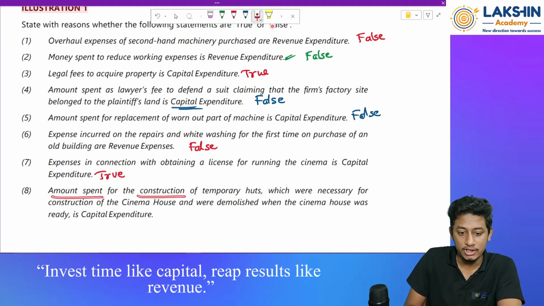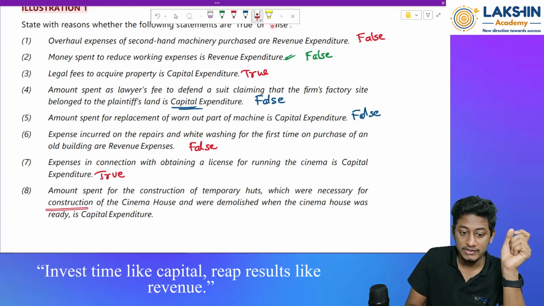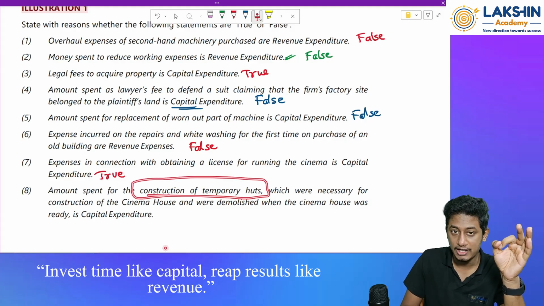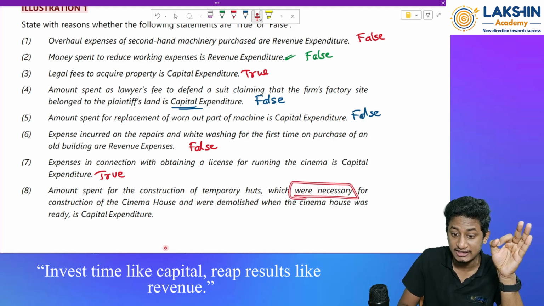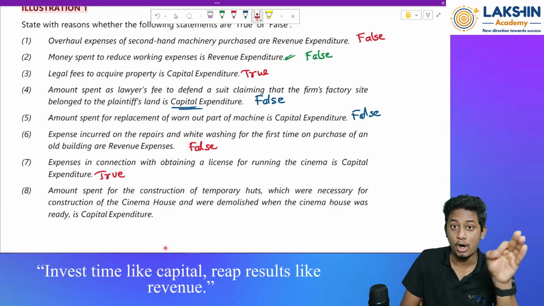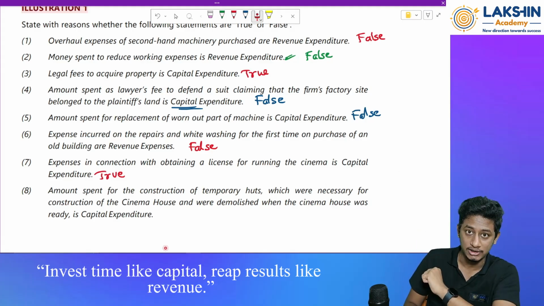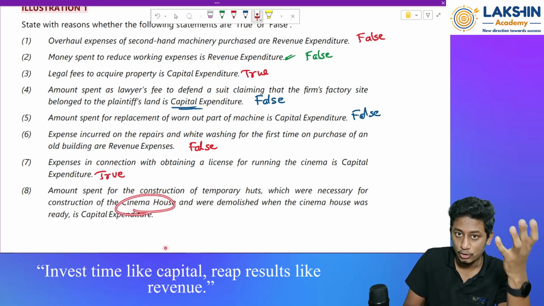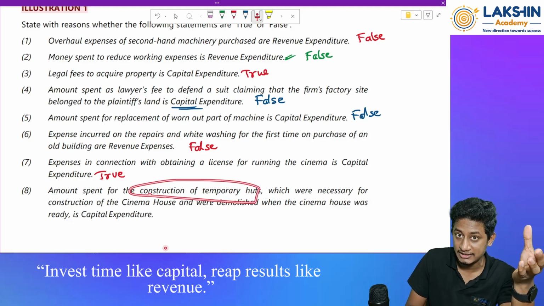Next. Amount spent for construction of temporary huts, which is necessary for construction of a cinema house and were demolished when the cinema house was ready. So over here, tell me this, without the construction of temporary huts, can you build a new cinema house? Because as per the question it is very necessary, right? So that means it's a pre-operative expense, which has to be incurred before opening a cinema house. To build a cinema house you need some temporary huts to be built, right? So it becomes a really important expense incurred for building a cinema house.